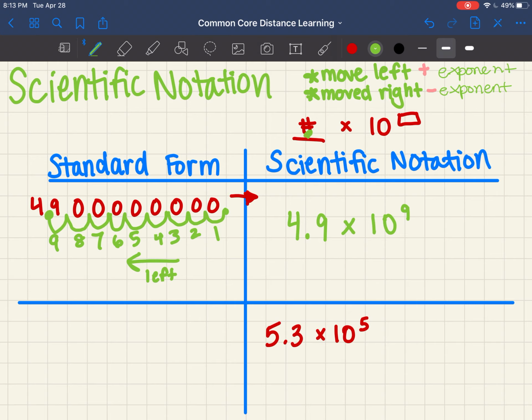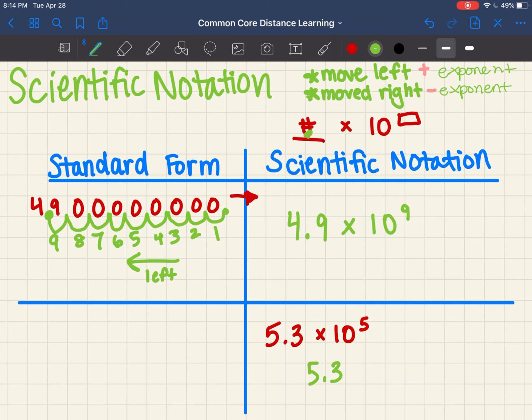Now here is where it gets tricky. I'm trying to go from scientific notation now to standard form. That is my expanded number. So I have 5.3 times 10 to the 5th power. So what I like to do, I write out 5.3. If we think about this, I started with a big number, moved it to the left, and then I had a positive number and a positive power above that 10.